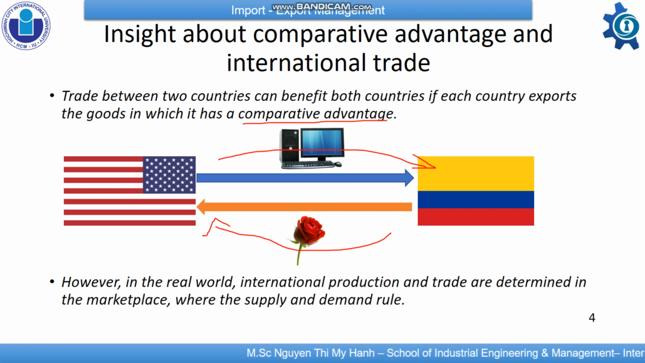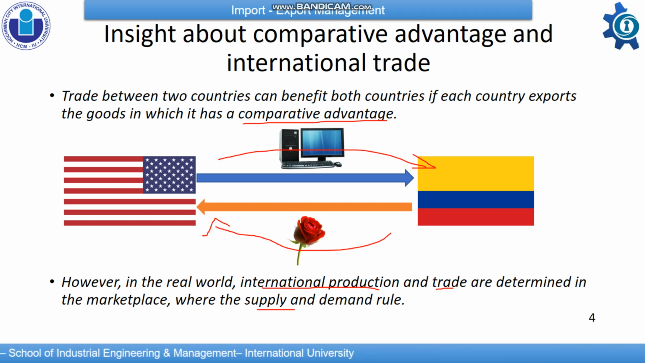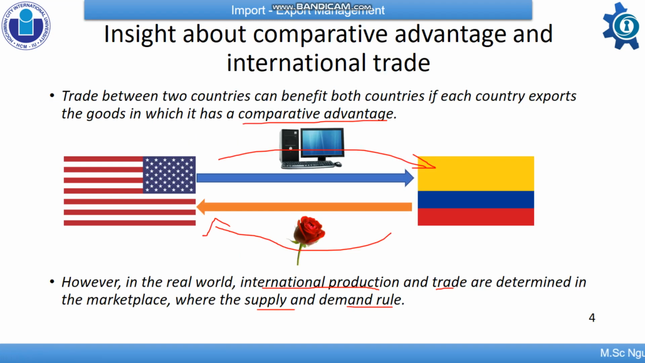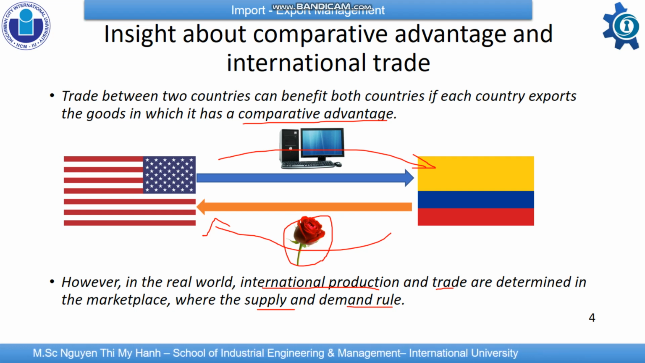However, in the real world, the international production and trade are determined in the marketplace where the supply and demand rule. So the proposed question is, is international trade really beneficial for both countries? Like here, if Colombia only focuses on producing rows and US only focuses on producing computers, and Colombia will import computers from US and US imports the rows from Colombia. If they do that, is it really beneficial for both US and Colombia?